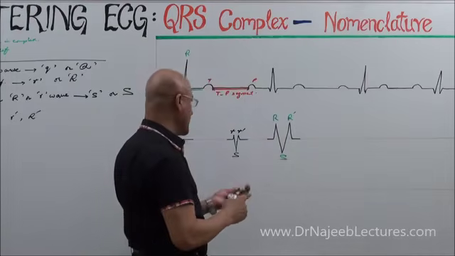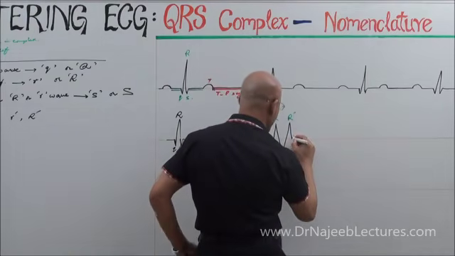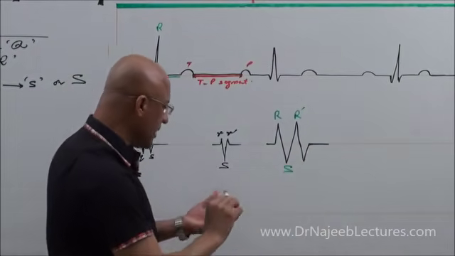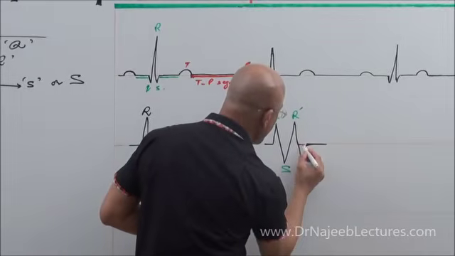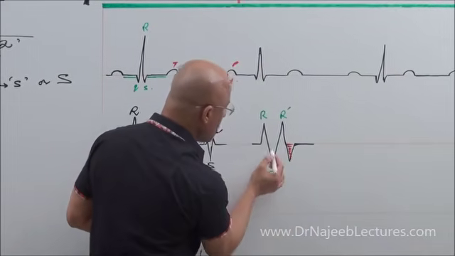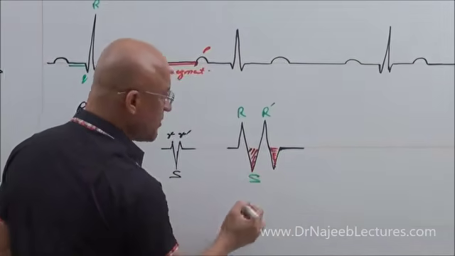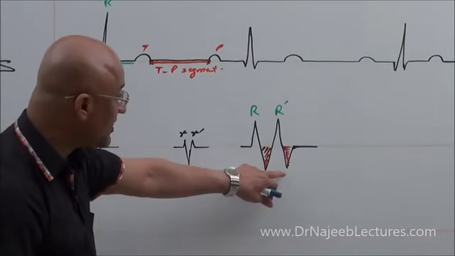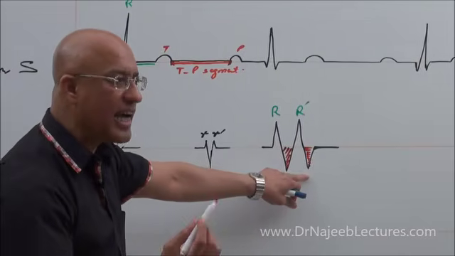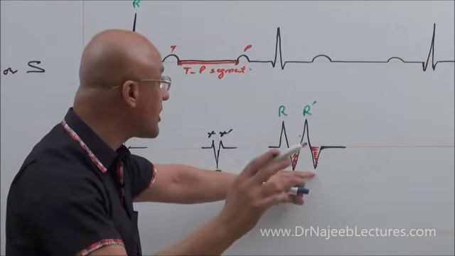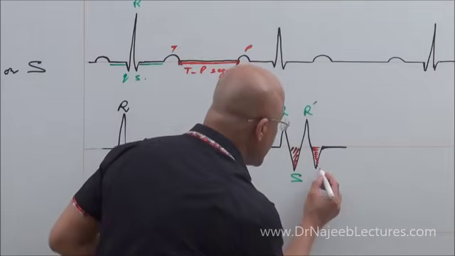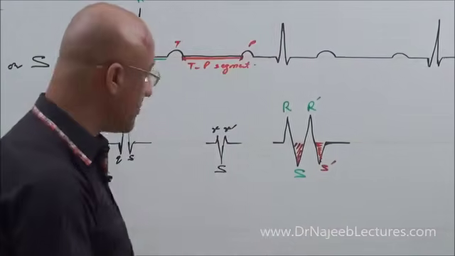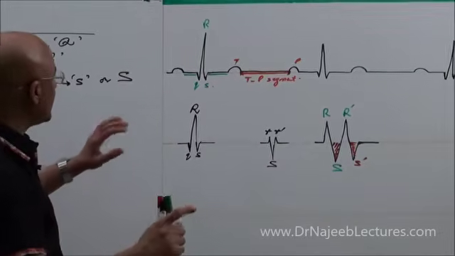Okay, let me modify it further. Now, how will you label this wave? Remember, previously this was S wave. And what is this wave now? It is another negative deflection, and actually this negative deflection is after the R prime. So it should be considered S prime. S prime, P-R-I-M-E.